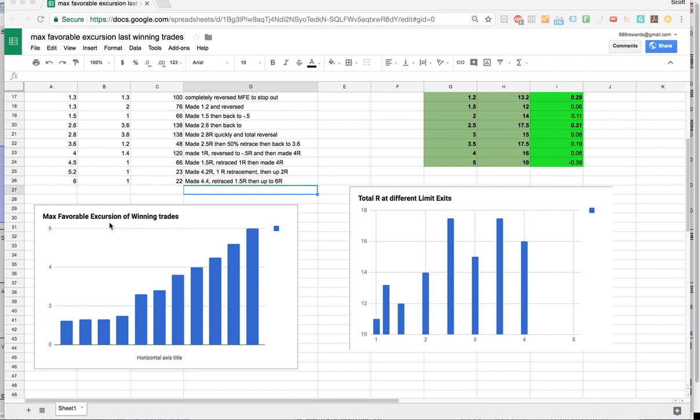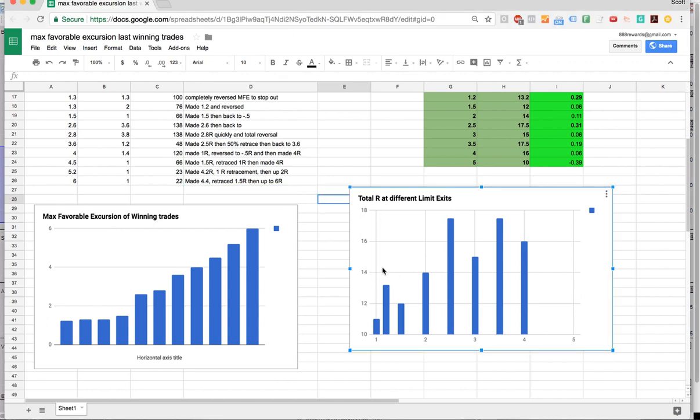So the next step is to plug in some different limit exits. Now, limit exits are a suboptimal exit. They're never going to be as good as a properly crafted exit algorithm, but they give you an idea as to whether or not you're barking up the wrong tree. So what we've got is total R at different limit exits. A limit exit at 1 gives us almost no R. A limit exit at 1.2 gives us 13R. A limit exit at 1.4 gives us a bit less. 1.5 gives us 12R. 2R gives us 14. 2.5R gives us 17.